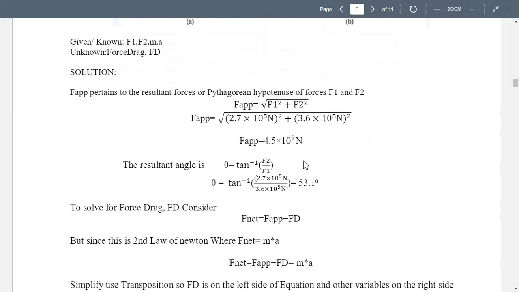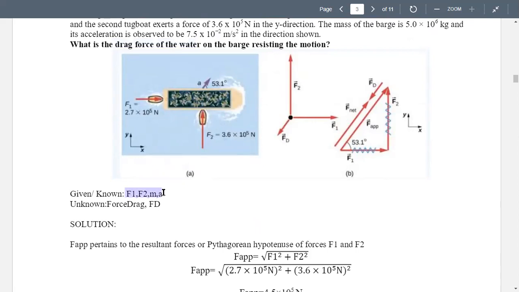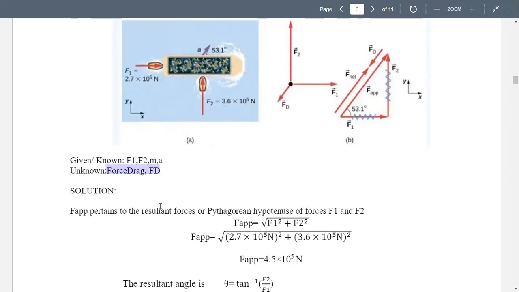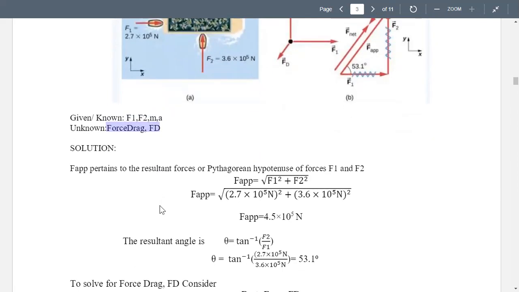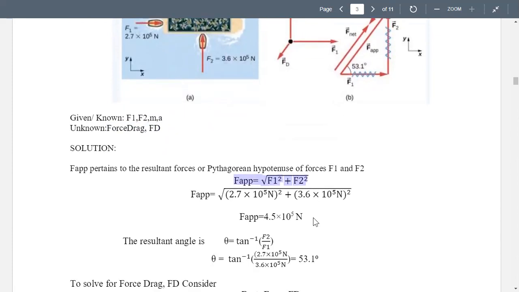Now let's proceed with the solution. We are given the known variables: F1, F2, the mass, and the acceleration. The unknown variable here is the drag force, F drag. How are we going to solve it now? F net pertains to the resultant force, or the Pythagorean hypotenuse, of the forces F1 and F2. Hence, your F net here is actually the net force of your F1 and F2.